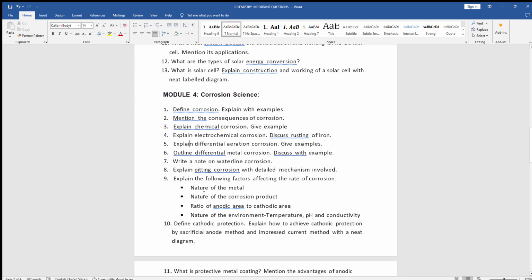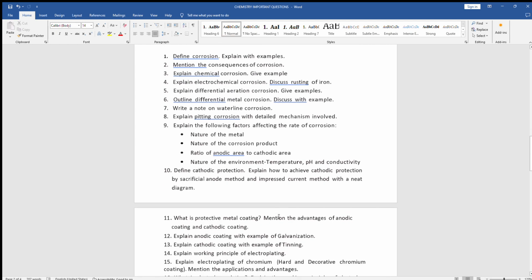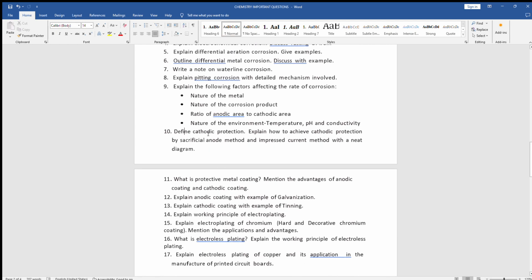First one, nature of the metal. Second one, nature of the corrosion product. Third one, ratio of anodic area to cathodic area. Fourth one, nature of the environment, temperature, pH and conductivity. 10th one, define cathodic protection.